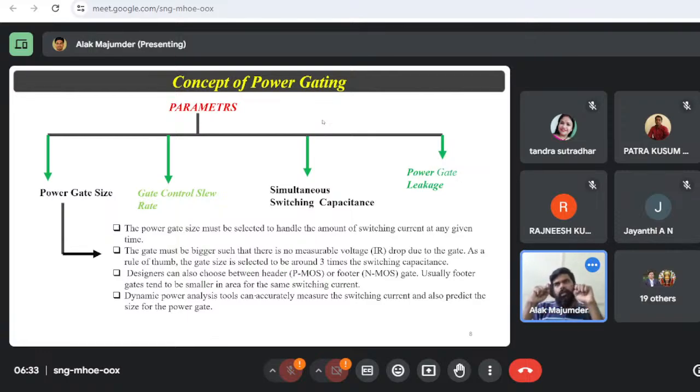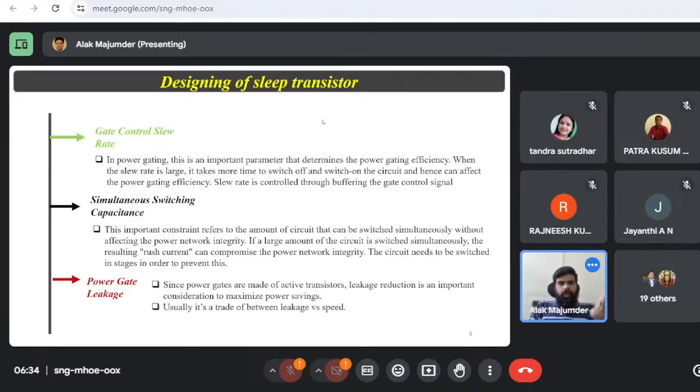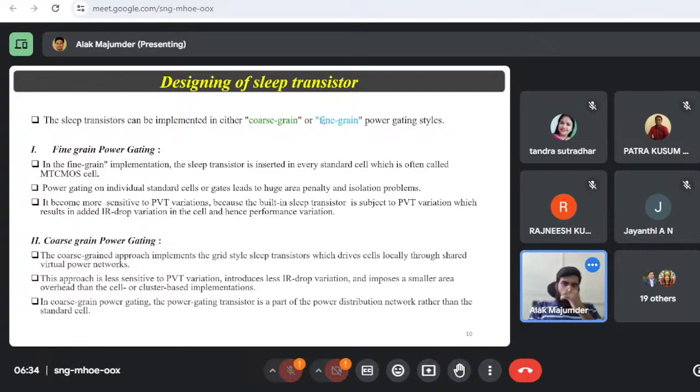So logically or theoretically, even though the concept looks pretty straightforward, from a designer's point of view it is very tricky. Very minutely, you need to set all the parameters before analyzing the circuit, whether your method of power gating is working or not. These are the discussions of all the methods which I have done.